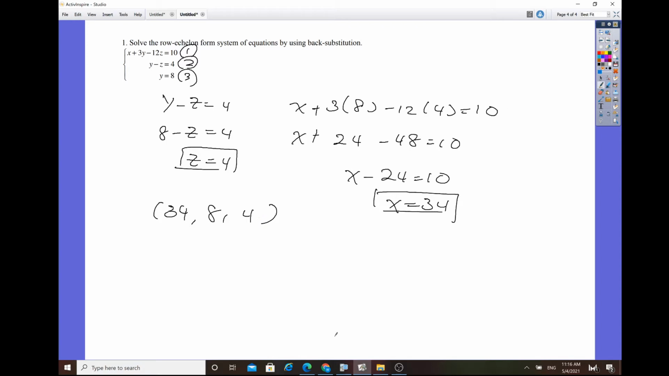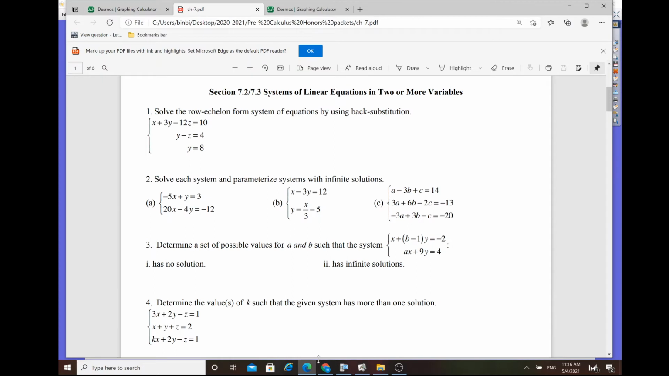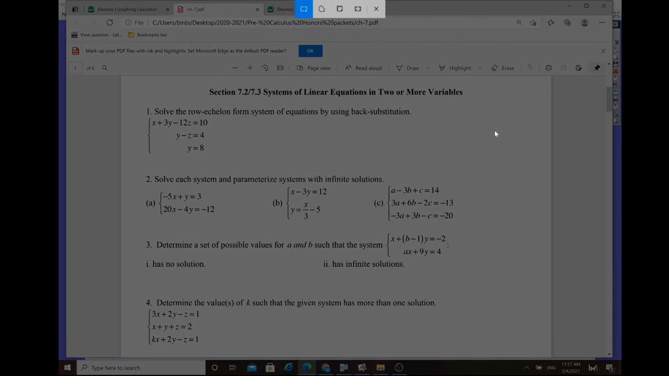If that's in three-dimensional space, you plot those points x, y, z. Okay, so now let's see what else we got. The other one here, let's just do the one with three variables. Two variables is quite straightforward. So solve each system and parametrize the system with the infinite solution, if there is more than one solution set. Let's do this one for C.